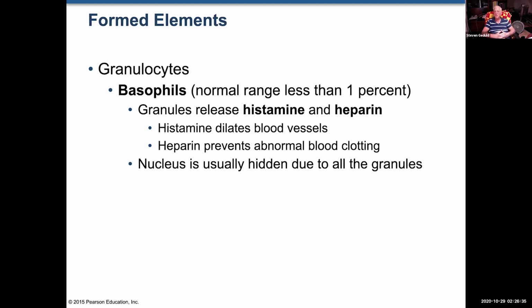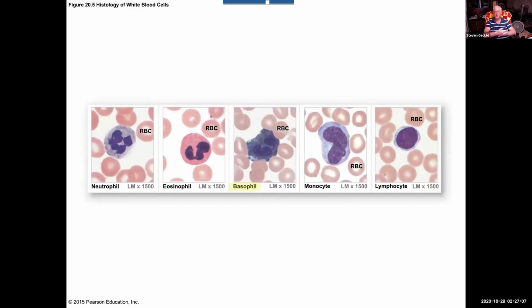And heparin prevents abnormal blood clotting. You don't want the blood clot to be so severe that it blocks all your blood vessels. You want to just block the area and then be contained. So histamine dilates your blood vessels, and heparin prevents abnormal blood clotting. Those are your basophils. Remember, they release histamine and heparin in their granules. So the granules have different materials inside them for the different granulocytes. It usually has a whole bunch of granules inside of those. And there's your basophils.